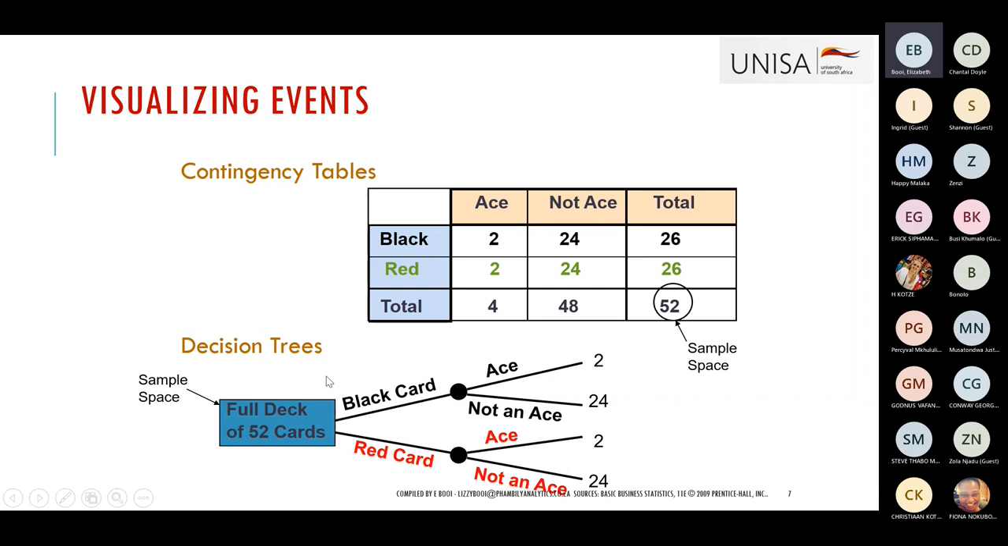And you can also visualize your events based on a decision tree, which also gives you the outcomes. I'm not going to explain more about this because in that video I told you about, you can go and watch that. It explains the types of events and what we see in those tables in detail.